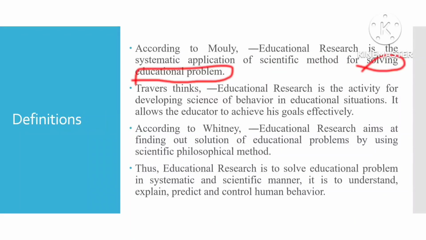The last key word is solving educational problems. You can simply say that the primary goal of educational research is to address and solve educational problems or challenges. These problems can range from issues related to teaching and learning, curriculum development, student performance, education policies, and more. We can say that by conducting research, educators and researchers aim to identify effective solutions, improve educational practices, and enhance student outcomes.